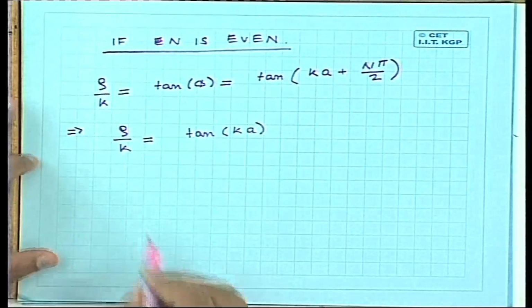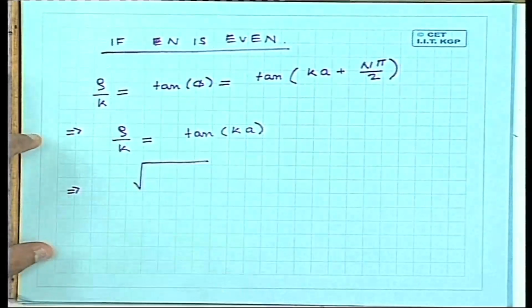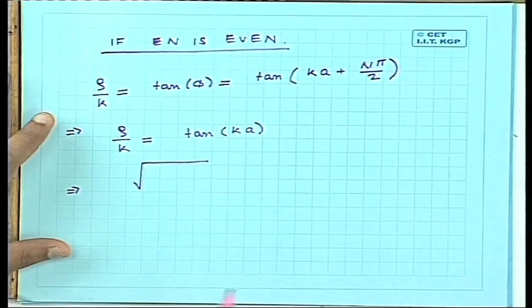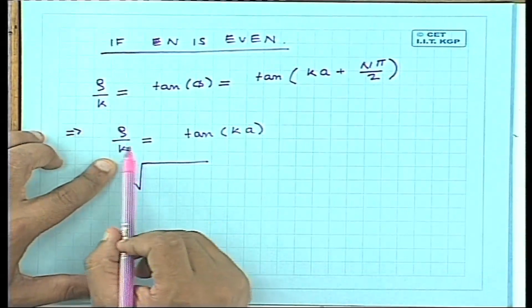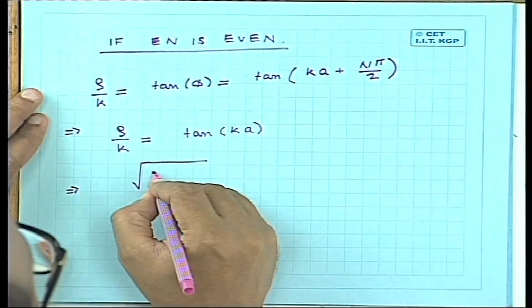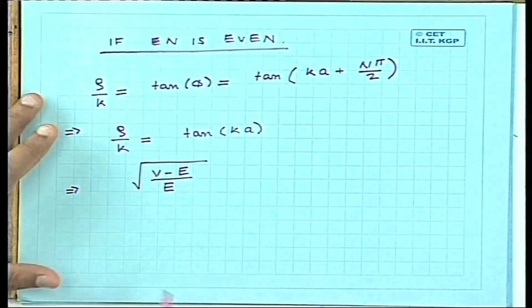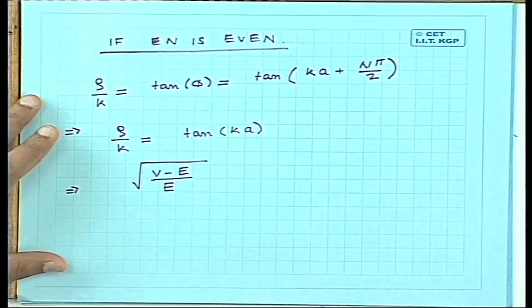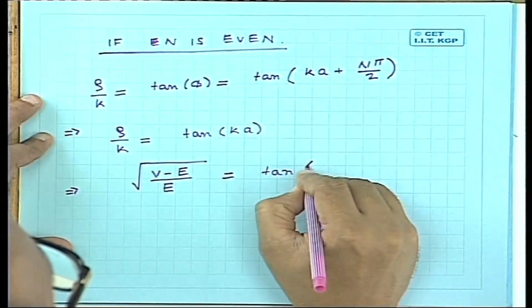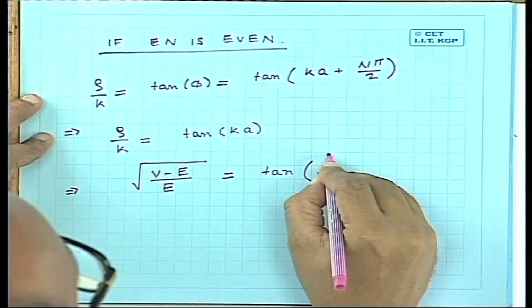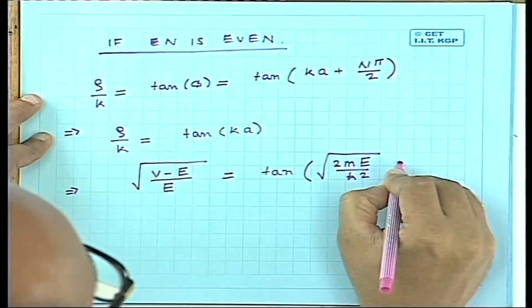Substituting back everything, what this implies is that rho was the square root of 2m into V minus E by h cross square, and k also had the same factor of 2m by h cross square, so they all cancel out, and what we have left is V minus E by E. The ratio of rho by k is the ratio of V minus E by E. So this is equal to tan, and k is square root of 2mE by h cross square, times a.